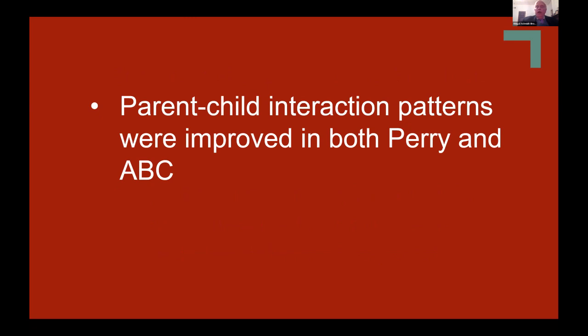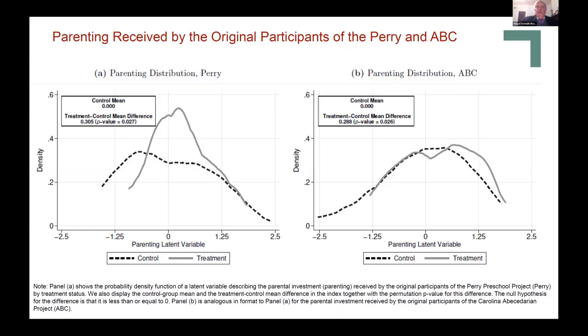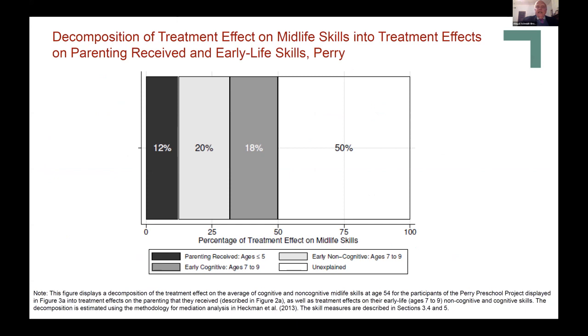So parent interaction patterns with the children was greatly improved. If we look at parenting in the program of ABC, Perry's on the left, and the ABC is on the right. Parenting improved. So more attention, better parenting, more guidance, less authoritative, more encouragement, less discouragement. And we can see that this plays an important role in creating the treatment effects of the children.